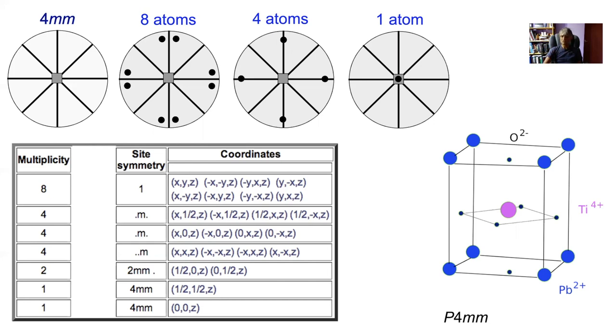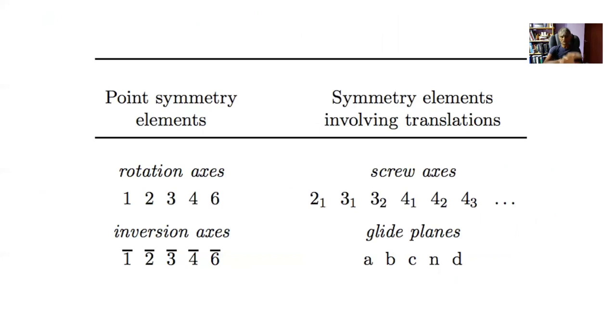Now, this particular structure does not involve translational elements of symmetry, such as improper rotations and glide planes. So we are going to deal with that today. So just to remind you, we have rotation axes and we have inversion axes in the point symmetry elements. But in addition, it's possible to have screw axes. So for example, this notation here means that I rotate by 90 degrees and then translate by a quarter of the repeat distance along the screw axis. And these are notations for glide planes, and I'll explain them later.